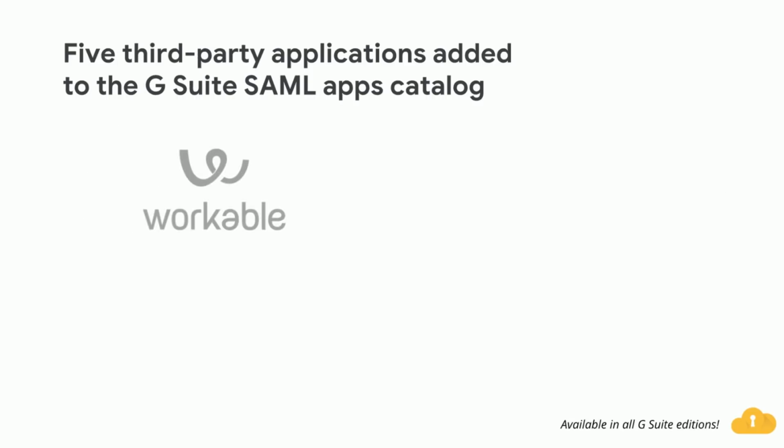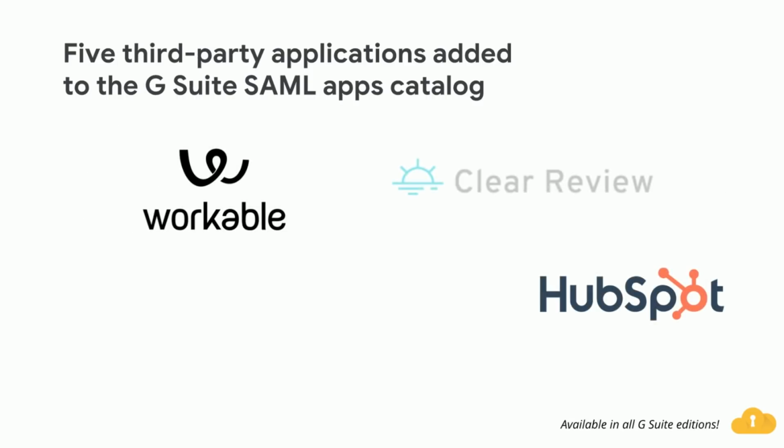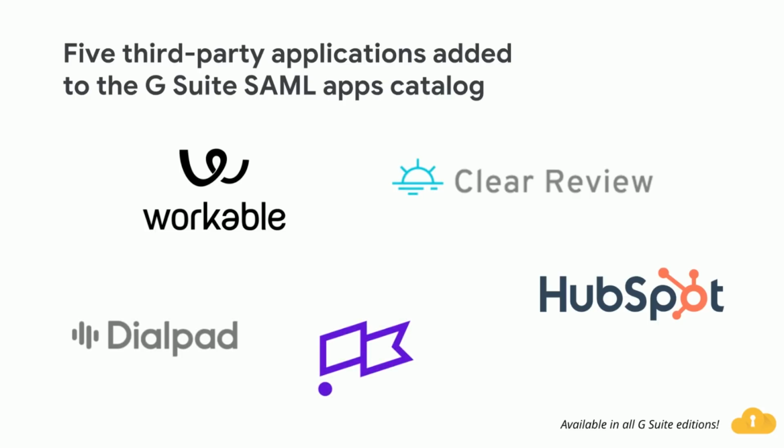With Single Sign-On, or SSO, users can access all of their enterprise cloud applications after signing in just one time. With more than 800 applications with pre-integrated SSO support in our third-party apps catalog already, we're adding an additional 5 applications, including Clear Review, HubSpot, and Workable, just to name a few. You can find our full list of pre-integrated applications as well as instructions for installing them in the Help Center.